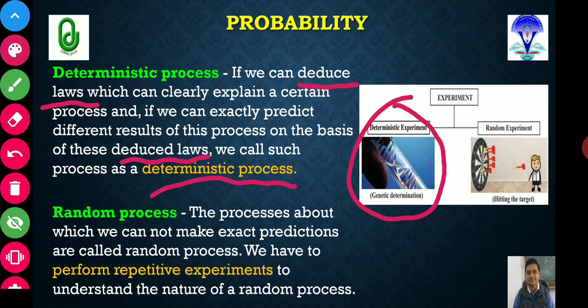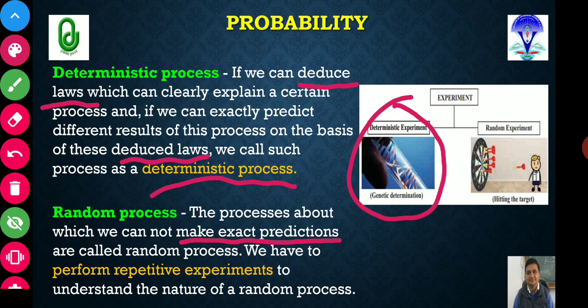Whereas another type of process is called a random process. What is a random process? A process about which we cannot make an exact prediction is called a random process, and we have to perform repetitive experiments. So how will you know the result? Is there any chance of prediction? There is no chance of exact prediction.